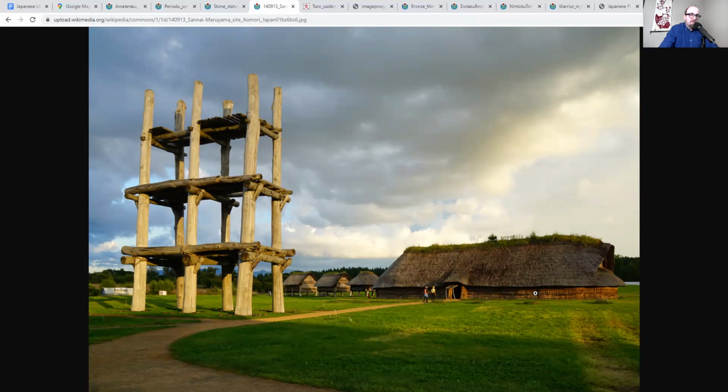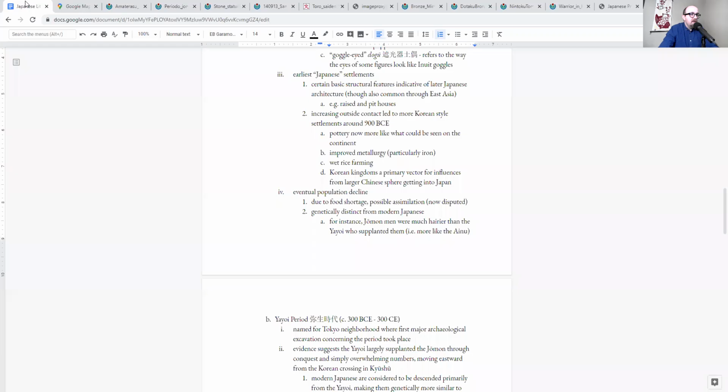You also see something that is very typical of Japanese architecture throughout its history, which is these raised houses on stilts. This is not just typical of Japan. You see this in Southeast Asia as well. It's very typical of Thai architecture too. But in this period, you're starting to see the earliest actual settlements. And in some cases, as you notice from that picture, some of the more basic features of what is considered distinctly Japanese architecture, although as I noted, there are similar things in other East Asian countries.